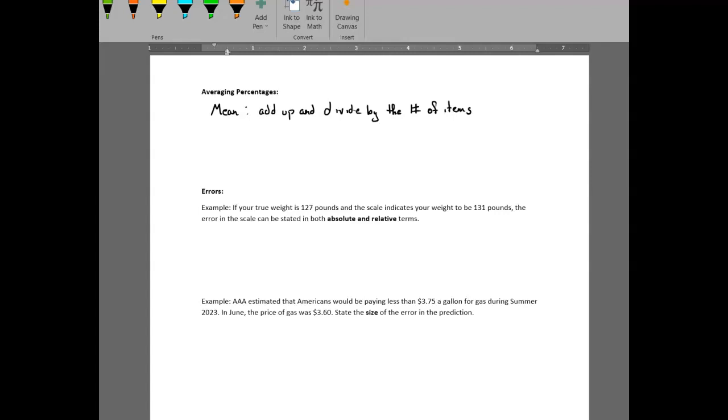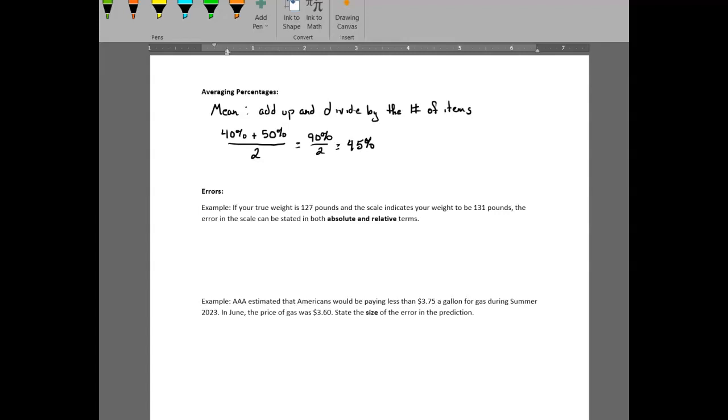So let's say you have a 40% and a 50%, and we want to add those up and divide by 2. Well, that's easy enough. We get 90% divided by 2, which is 45%. Well, that makes sense. I mean, mathematically, we can do that.